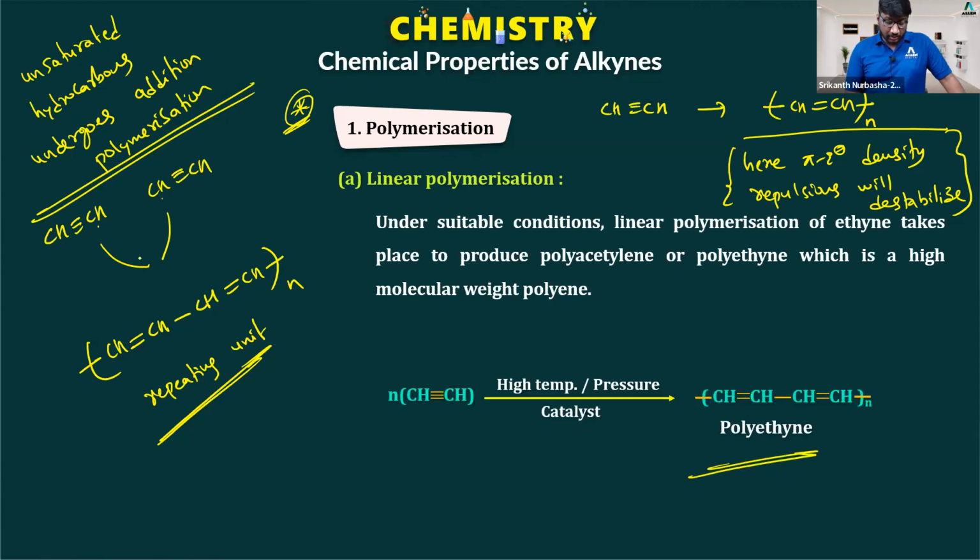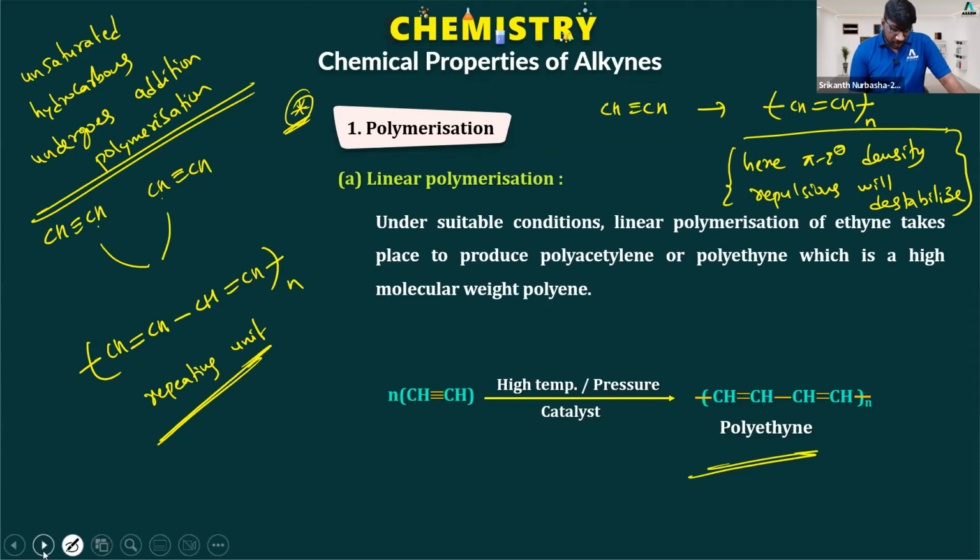So in the polyethylene, two molecules of acetylene combine first to form a repeating unit, which is CH double bond CH, CH double bond CH, because here the repulsions are minimized. If you try to write the repeating unit in this manner, like we have written for ethene, that would be wrong. Is that clear, students? Yes.